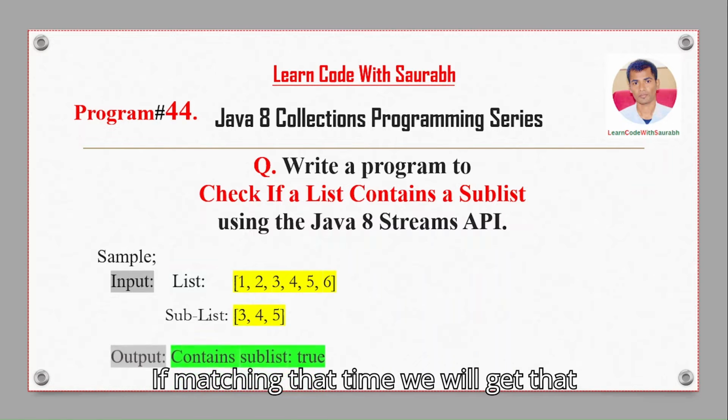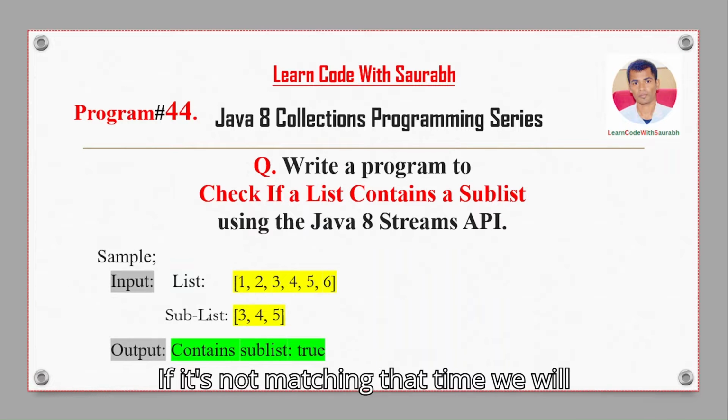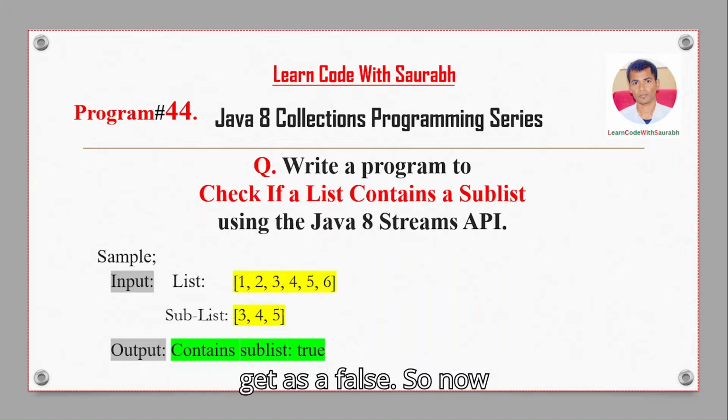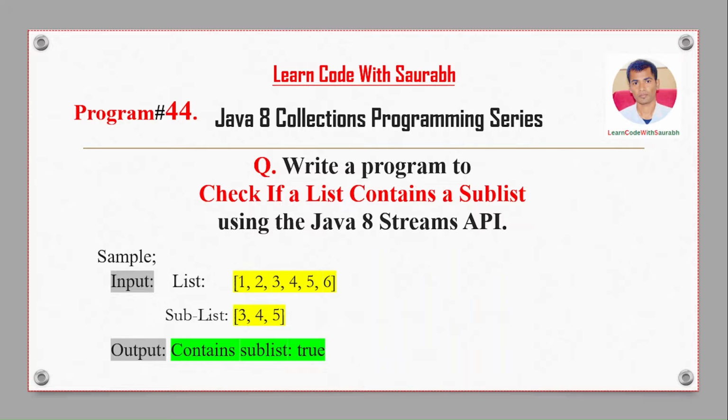If it's matching, we will get contains sublist as true. If it's not matching, we will get false. So now I'm going to write the logic of this program.